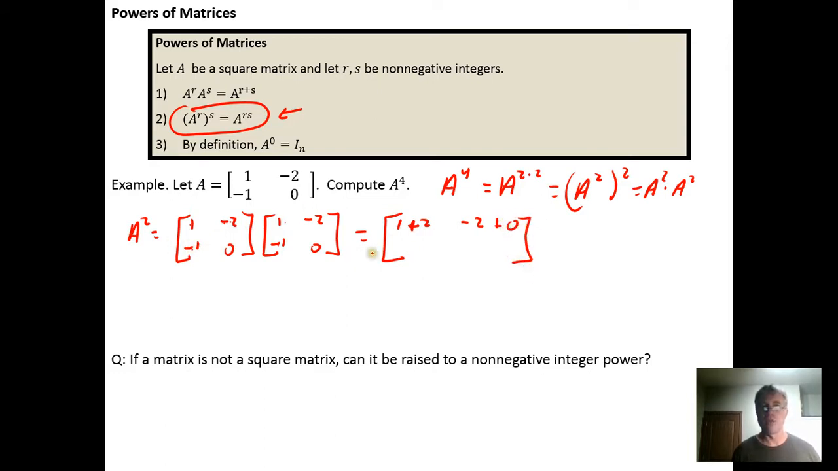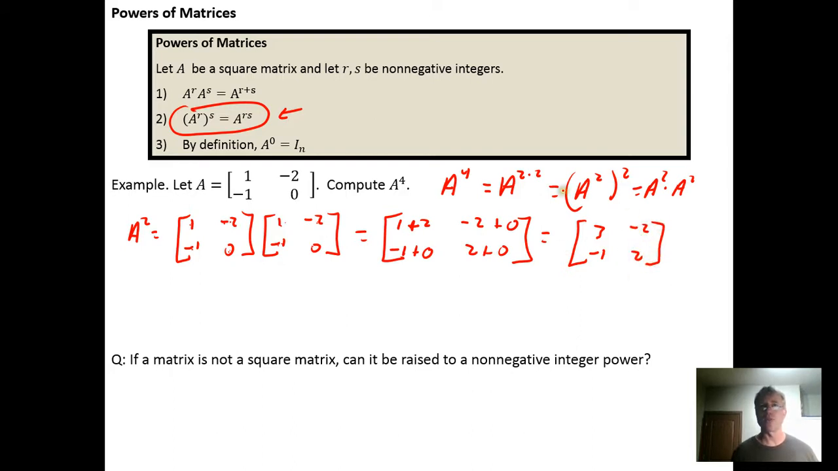Now we're working on row 2, column 1. So we take the dot product of row 2 with column 1. Negative 1 times 1 is negative 1 plus 0 times negative 1 is 0. And then for row 2, column 2, we get negative 1 times negative 2 is 2 plus 0 times 0 is 0. And then we can simplify those entries. So we get 3, negative 1, negative 2, 2.